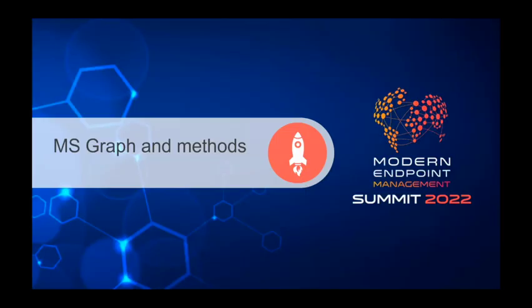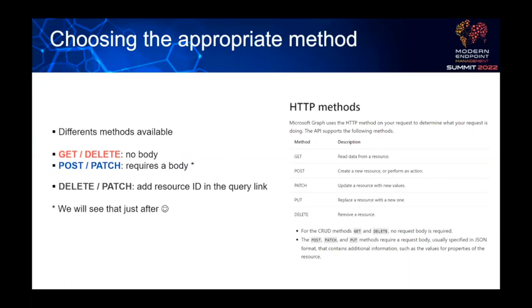Method: we have talked about method, but what is a method? There are different methods available. The GET method allows you to get information about a resource like a device, user, etc. and list information about this resource. The POST method allows you to create a new resource, like creating a new user or a new group. The PATCH method allows you to update a specific resource, like changing the name of a user, of a group, of a device. And the DELETE method allows you to remove a resource, removing a device, a user, a group.